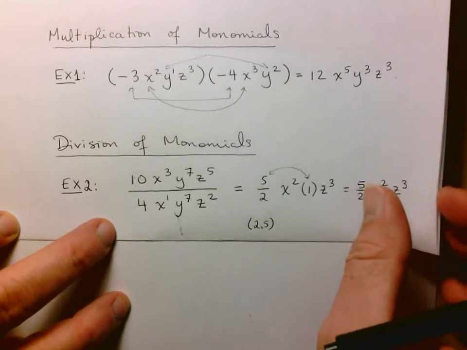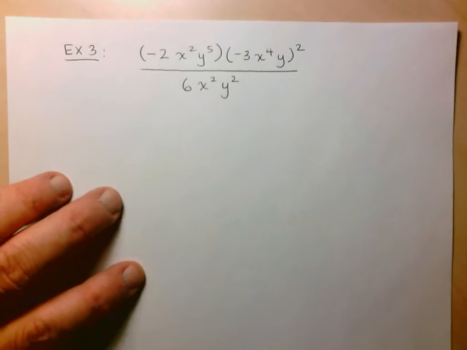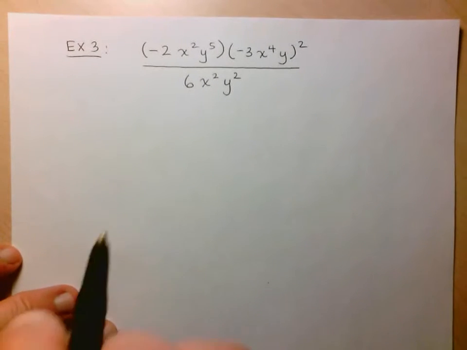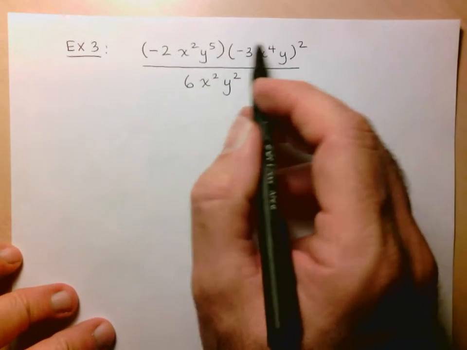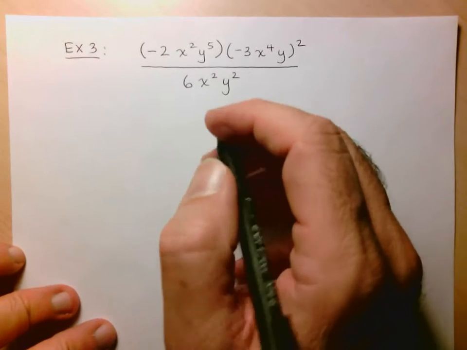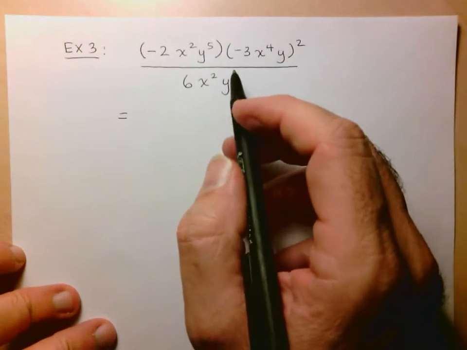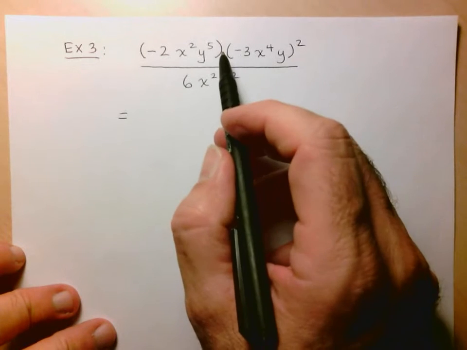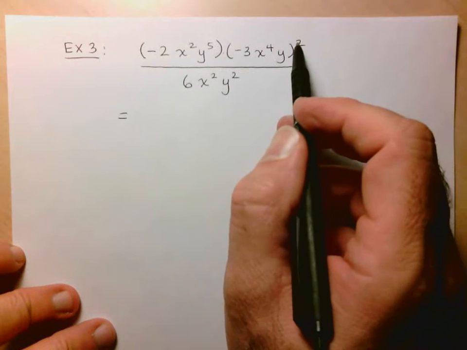I'll do one last example, something that mixes everything together. We see here that we've got multiplications, divisions, and powers. Remembering that these monomials all represent numbers, they still follow the rules of the order of operations. So we still have to follow BEDMAS. The first thing I have to take care of before I do the multiplication, say in the numerator, is this exponent.